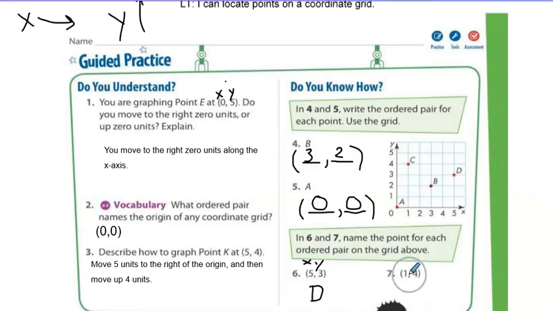Looking at number 7, I have 1, 4. So that means that I'm going to go over 1 and up 4. So C is hovering above 1 on the x-axis, and it's straight across from 4 on the y-axis. So 1, 4 represents point C.